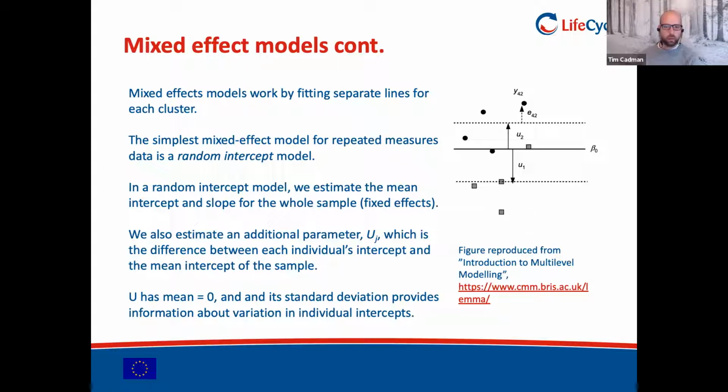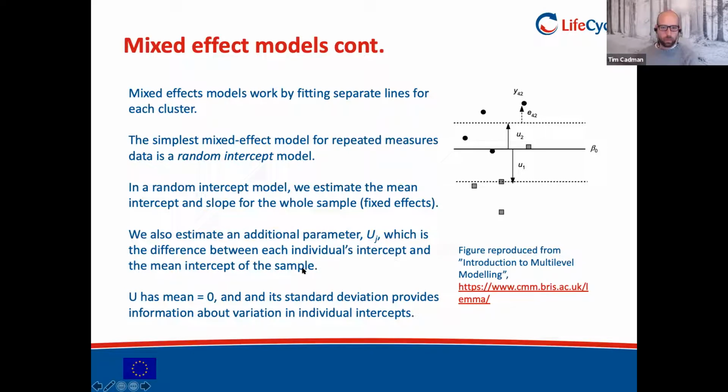And the simplest mixed effects model for repeated measures data that we can fit is called a random intercept model. So in a random intercept model, we estimate the mean intercept and slope for the whole sample, the average intercept and the average slope. And this is what we mean by the fixed effects.